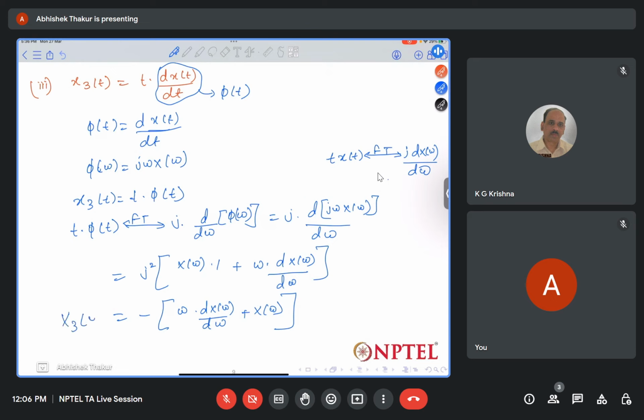So X3(omega) is written in terms of X(omega) in this way. All these properties are very useful for solving questions, so we can solve using the properties we have studied. Now we can see some other questions also.